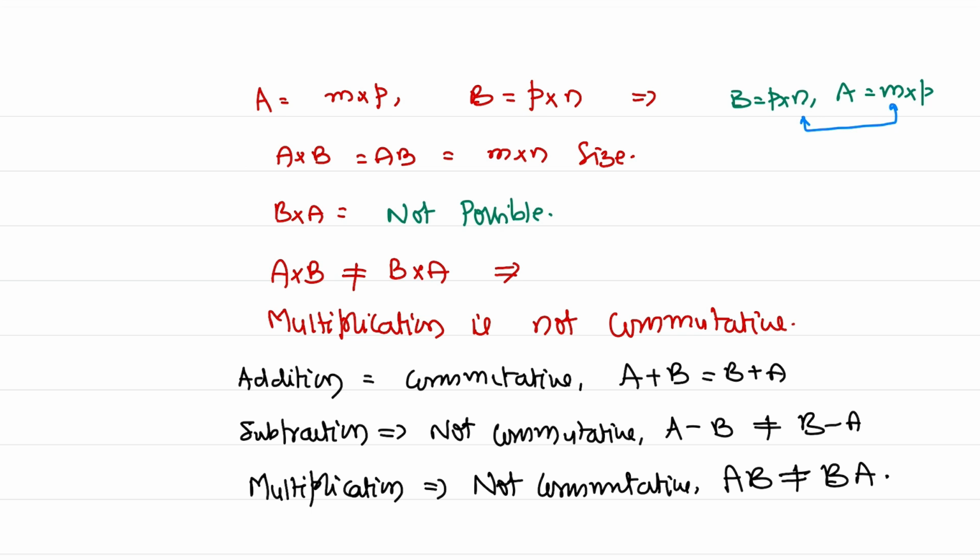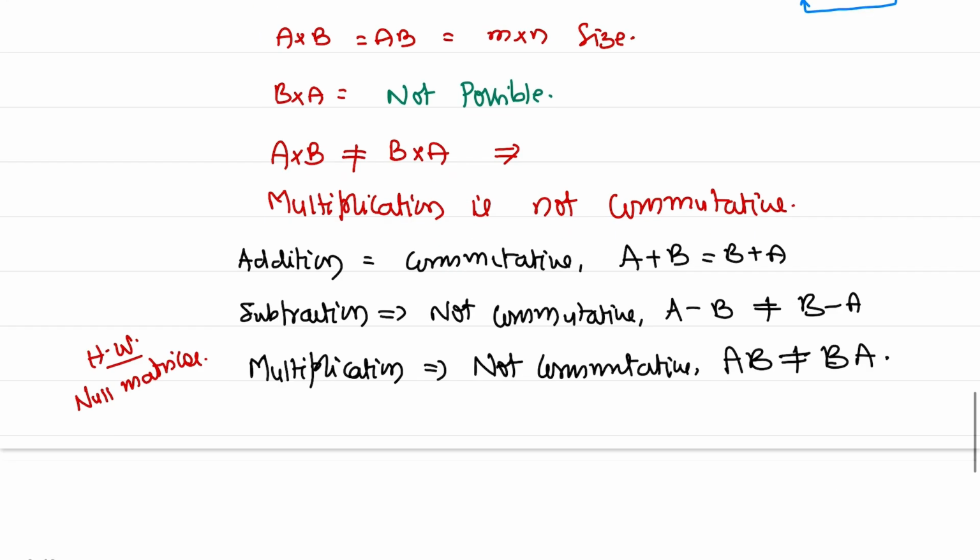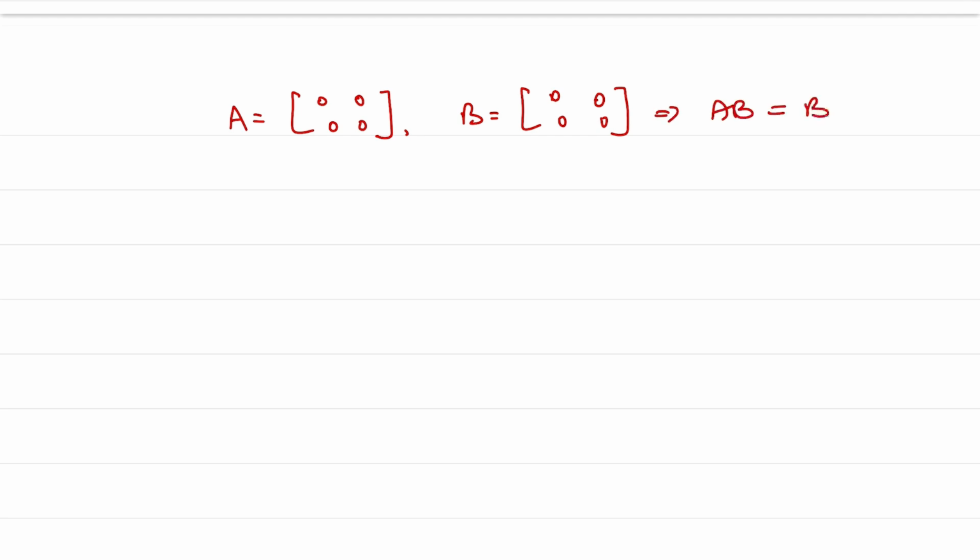If A and B both are null matrices, then AB is equal to BA. Homework, find matrices A and B such that AB is equal to BA. Null matrices. Because in a null matrix what happens? A is equal to 0, 0, 0, 0. B is equal to 0, 0, 0, 0, which implies AB is equal to BA.